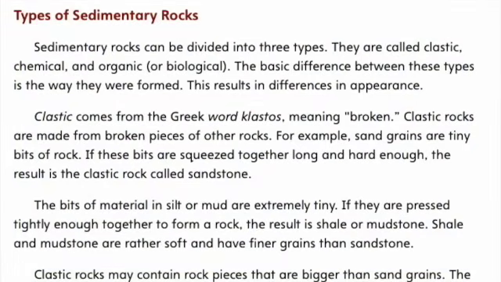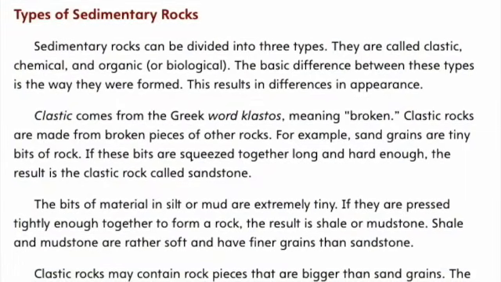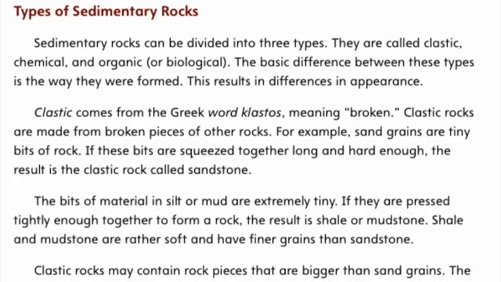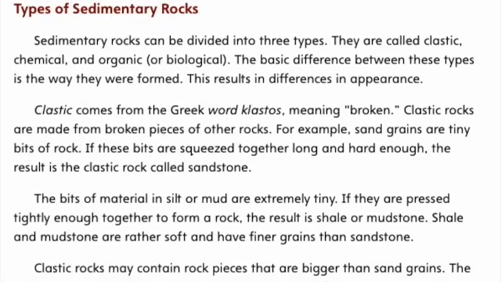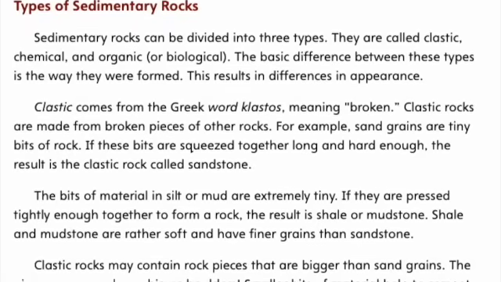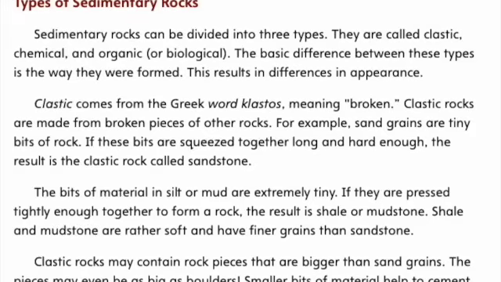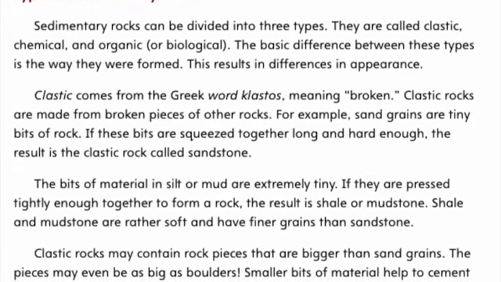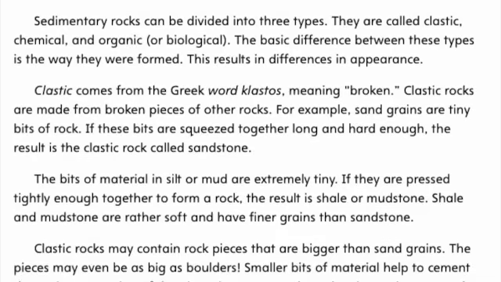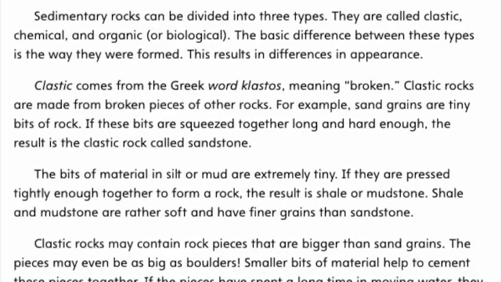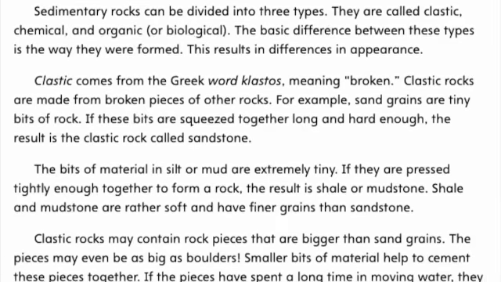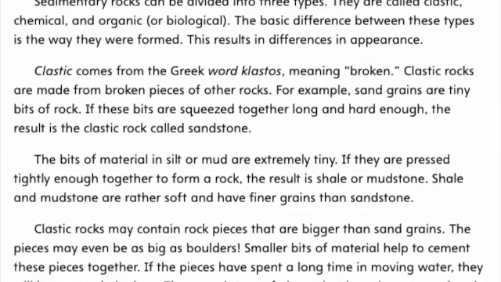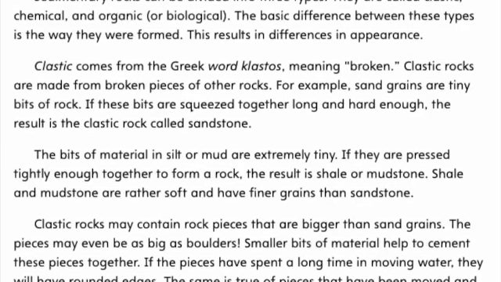Types of sedimentary rocks. Sedimentary rocks can be divided into three types. They are called clastic, chemical, and organic, or biological. The basic difference between these types is the way they were formed. This results in differences in appearance. Clastic comes from the Greek word klastos, meaning broken. Clastic rocks are made from broken pieces of other rocks. For example, sand grains are tiny bits of rock. If these bits are squeezed together long and hard enough, the result is the clastic stone called sandstone.